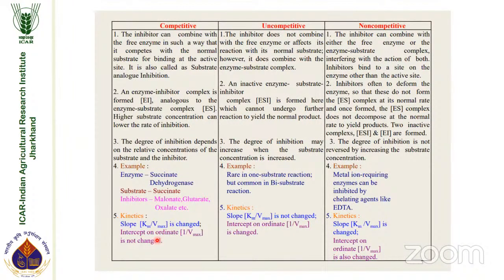Again, these are the same things we discussed. Some examples: for competitive inhibition, succinic dehydrogenase. The substrate is succinate, and the inhibitors are glutarate, malonate, and oxalate. Similarly, there are very rare examples of uncompetitive inhibitors. For non-competitive inhibition, you have various metal-ion-requiring enzymes inhibited by agents like EDTA. In any extraction procedure we use EDTA or EGTA to chelate the divalent cations and keep the enzyme in proper conformation.